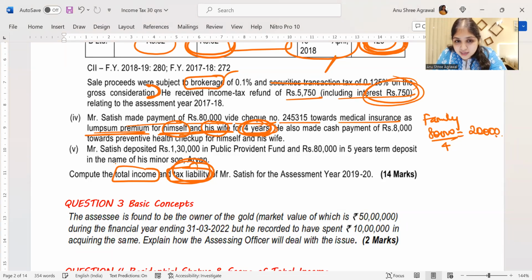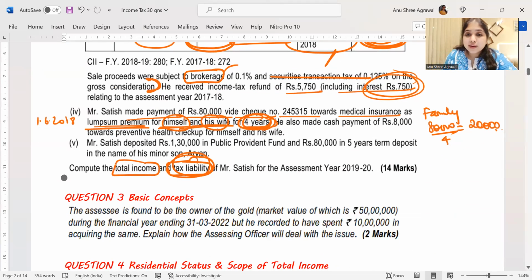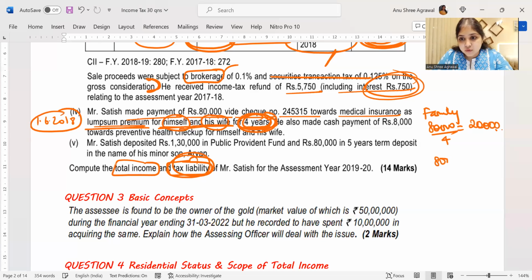What if they had said 80,000 rupees, but payment was made on 1st of June 2018? Then what would you do? In that case, if they had given you the date, then you would not divide it by 4, you would divide it by 5. You know that, right? If they have given you the date, you will divide it by plus 1. So if they've given you the date, even if they say 4 years, you will divide it by 5.